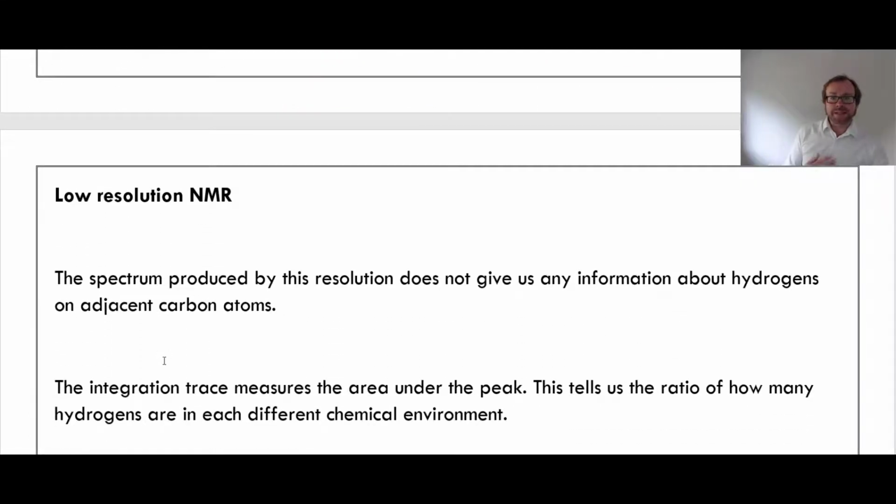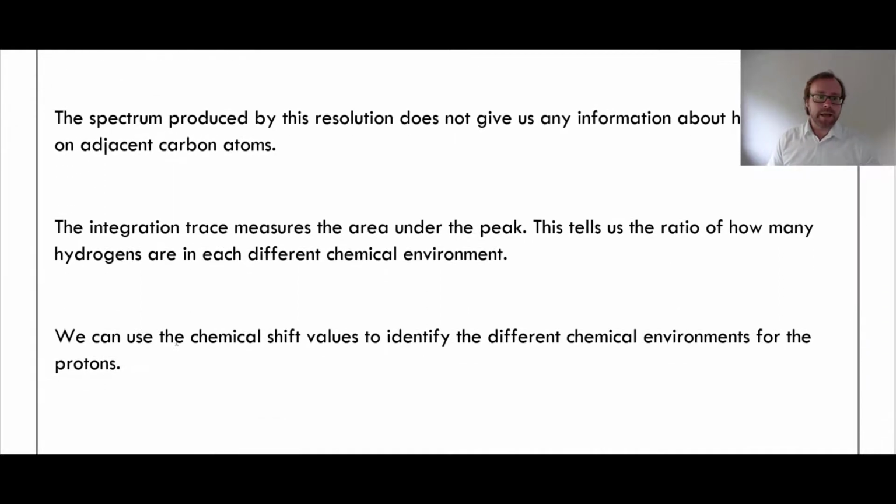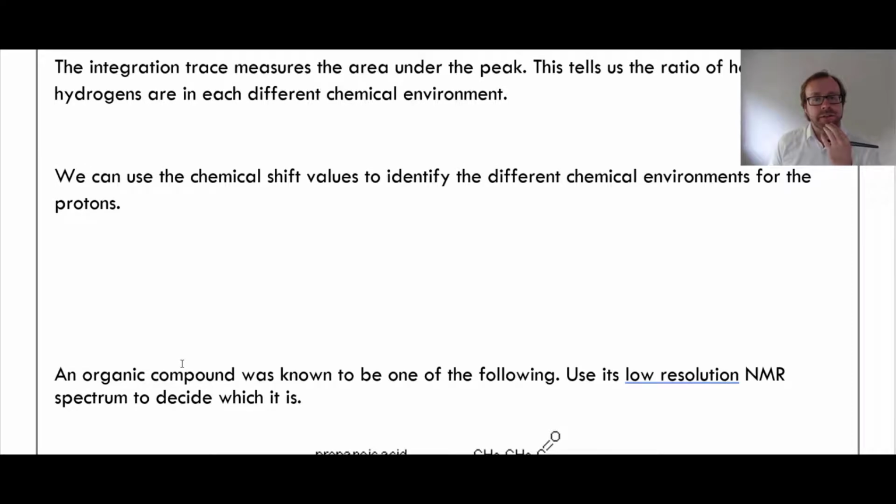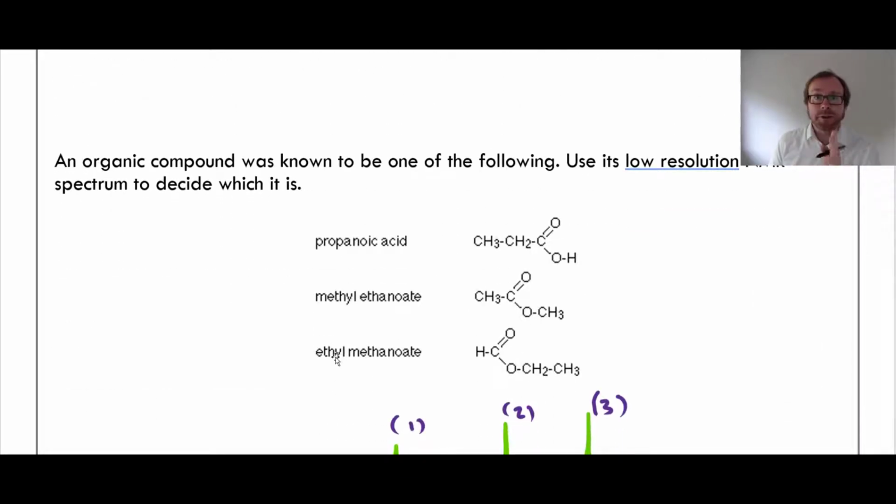So, low resolution NMR. The spectrum produced by this resolution does not give us any information about hydrogens on adjacent carbon atoms. That will become more important later on. The integration trace measures the area under the peak. This tells us the ratio of how many hydrogens are in each different chemical environment. What we've said earlier, just to repeat. We can use the chemical shift values to identify the different chemical environments for the protons. Again, just to repeat. So, I want you to have a go at this.